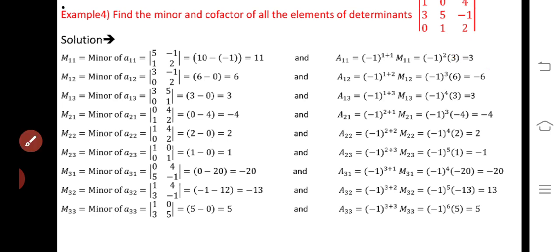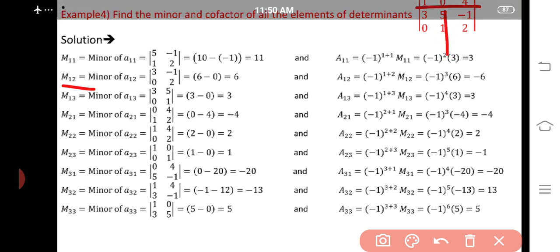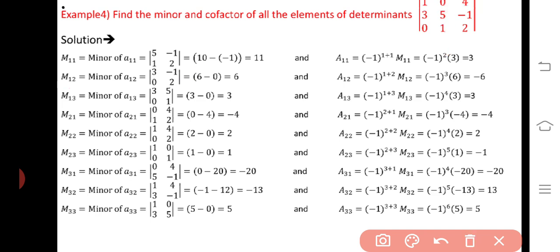Okay. Then the minor of 1, 2 is equal to, 1, 2 means what? You have to delete the first row, second column. What are the remaining elements? 3, minus 1, 0, 2. See here, I have written it here. Then multiply. 3 2s are 6, minus 0 into minus 1, 0, we will get 6. The cofactor of 1, 2 is equal to minus 1 to the power 1 plus 2 into the minor of 1, 2, we will get minus 1 to the power 3. Minus 1 to the power 3 means what? Minus 1 into the minor of 1, 2, which is 6. Minus 1 into 6 will get minus 6.